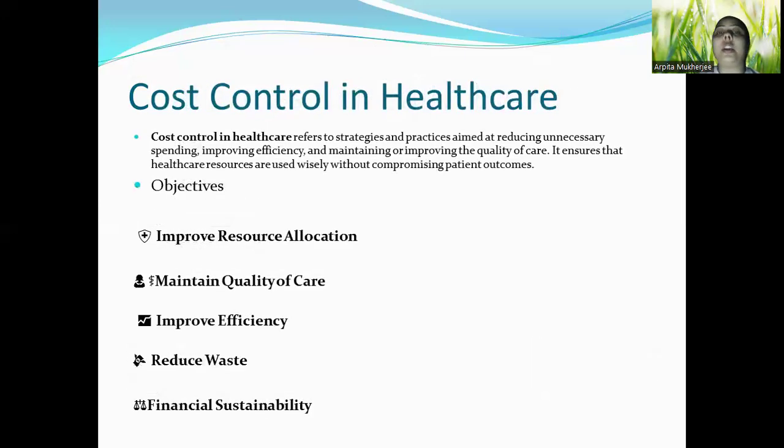Next is cost control in healthcare. Cost control in healthcare refers to strategies and practices aimed at reducing unnecessary spending, improving efficiency, and maintaining or improving the quality of care. It ensures that healthcare resources are used wisely without compromising patient outcomes. The objectives are to improve resource allocation by using funds more wisely across the departments or services.